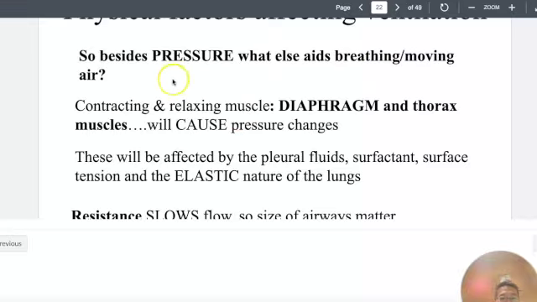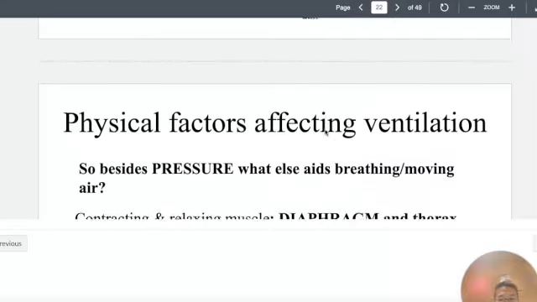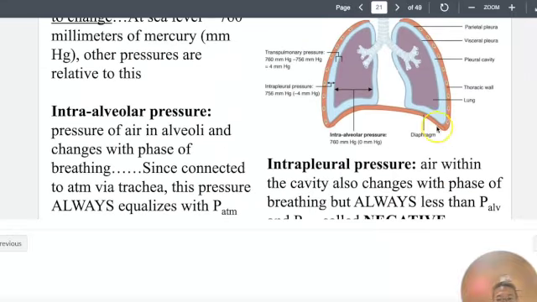So besides pressure, what else do we see? We see the contraction of the diaphragm and the thoracic muscles, which cause the pressure change. So, you all know the diaphragm's down here. When the diaphragm pulls downward like this, it causes a pressure change here, causing air to be sucked in here, or the muscles around.